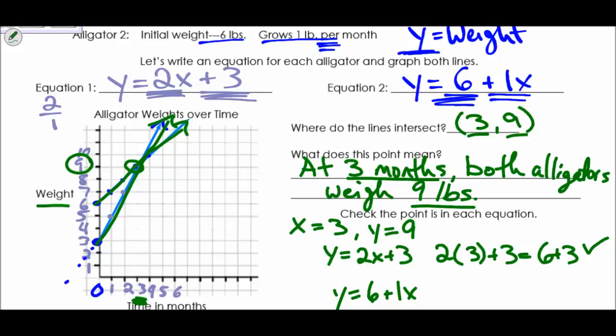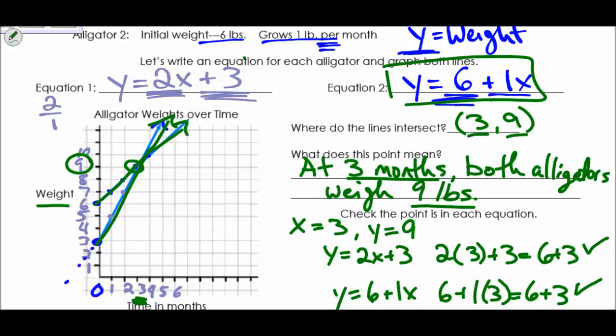And then I'm plugging 3 in to that second x. So 6 plus 1 times 3, 1 times 3 is just 3. We got 6 plus 3 again, that equals 9 also. That's just to confirm that it actually is a part of that equation and that equation, which really confirms that it's a solution to the system of equations. It's on both of those lines. That's where they have to be.